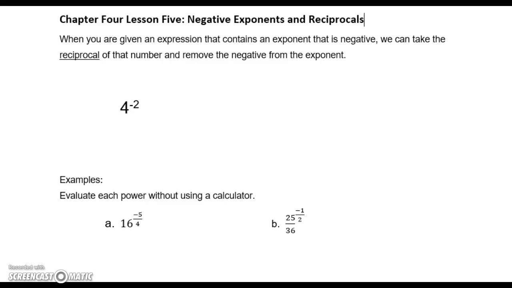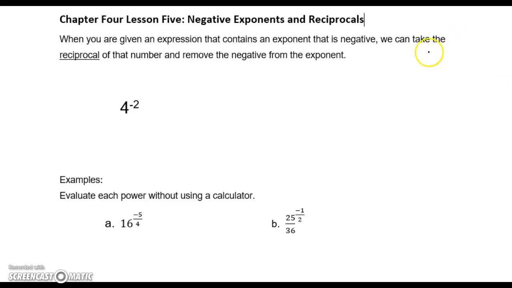In this video, we're going to look at Lesson 5 from Chapter 4, which is looking at negative exponents and reciprocals. So when we're given an expression that contains an exponent that is negative, we have to take the reciprocal of that number in order to remove the negative from the exponent. And what a reciprocal is, essentially, is you flip that number.